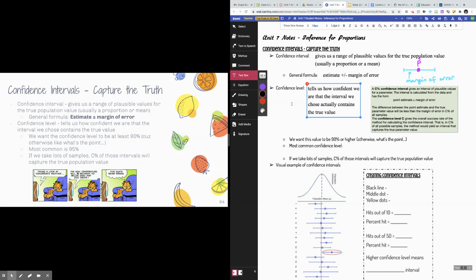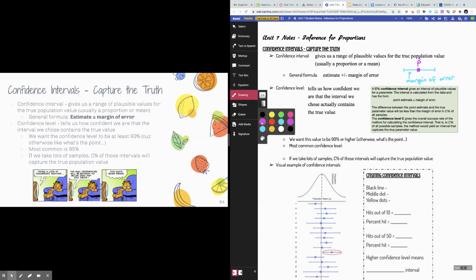We want our confidence interval to be at least 90% sure that it captures the true value. It's not necessarily that our actual statistic, the p hat value, is the true value, but we're just saying that the true value is somewhere in this interval. I can say I'm 90% confident, or the most common confidence level, which is 95%. In statistics, that's the most common confidence level.